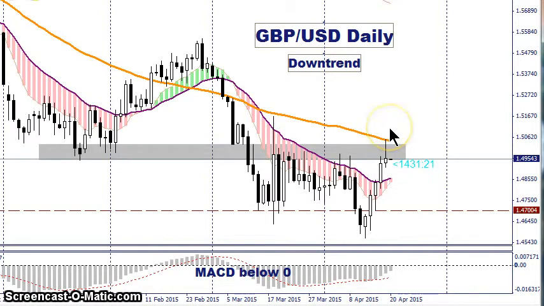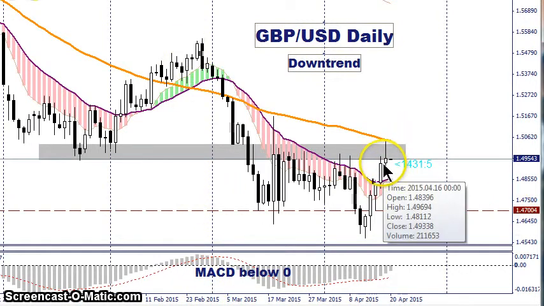Okay, if price closes above, we can expect price to reverse, and price most likely will go back higher to retest the previous high back in late February. Okay, so right now, here's a huge pin bar.